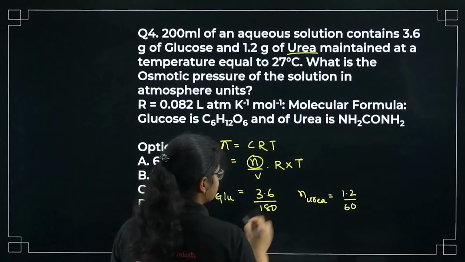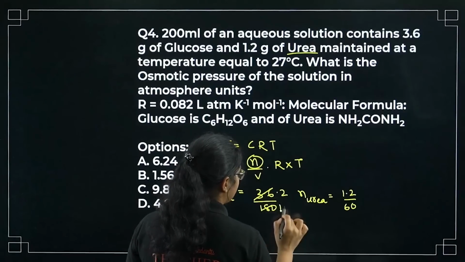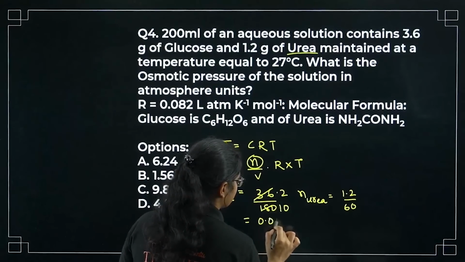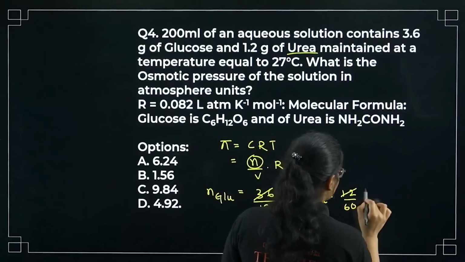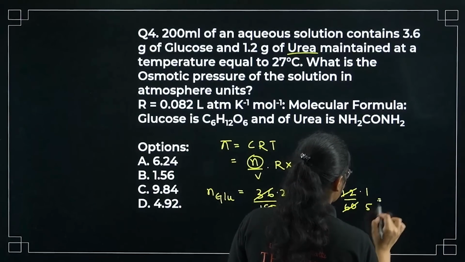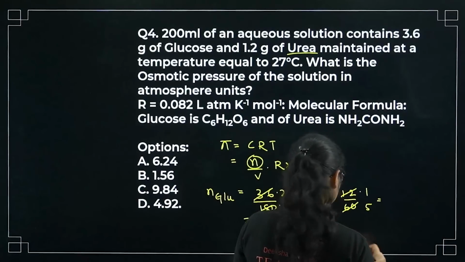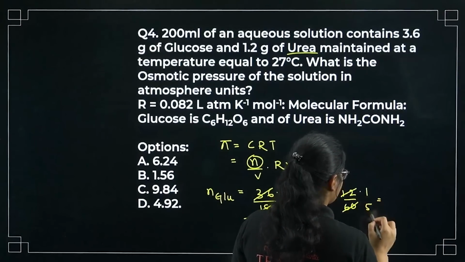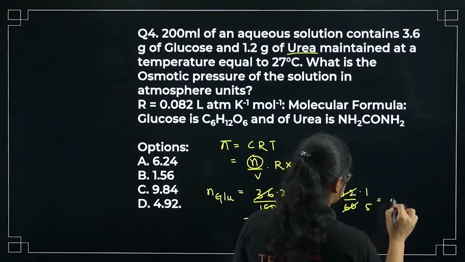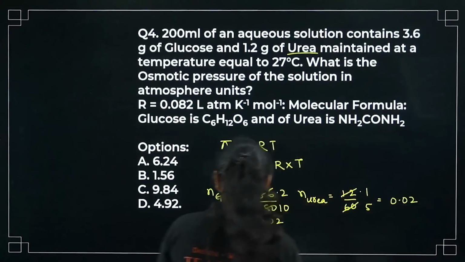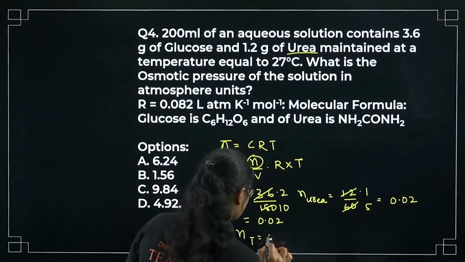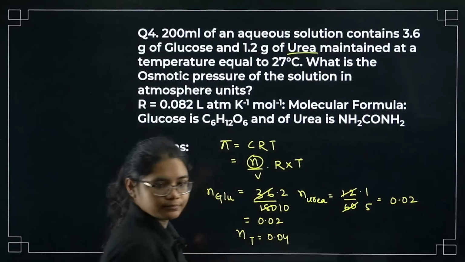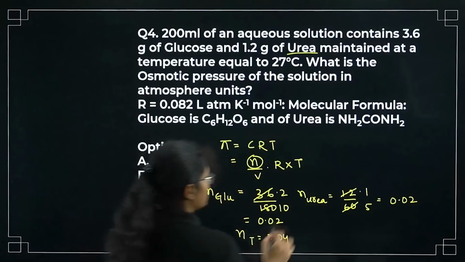So now you can cancel here, 18 2s are 18 10s are, right? I'll get 0.02, and here you will get 12 1s are 12 5s are, okay? And if I just solve this, 1 by 5 is 0.02, this one also, right? So now what is N total? The total number of moles is 0.04. Okay, now we can substitute here all the values.